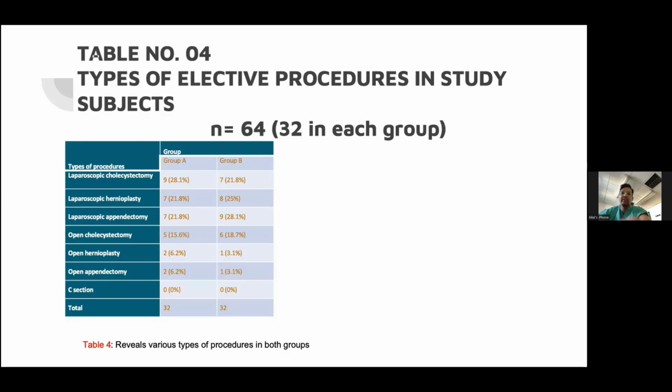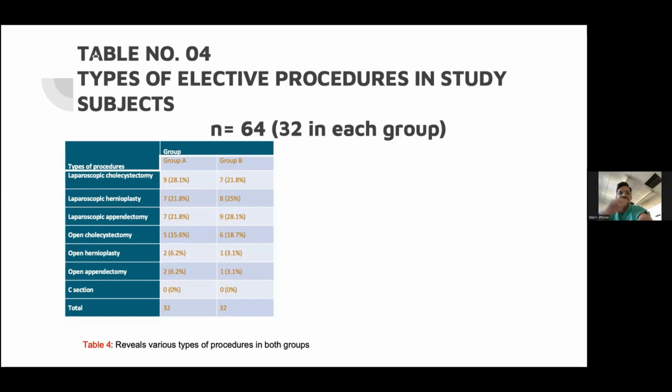So, type of elective procedure in the study subjects. There is a variety of surgical procedures included in our study. You can see we have laparoscopic cholecystectomies, divided 9 in group A, 7 in group B. Laparoscopic hernioplasties, 7 in group A, 8 in group B.